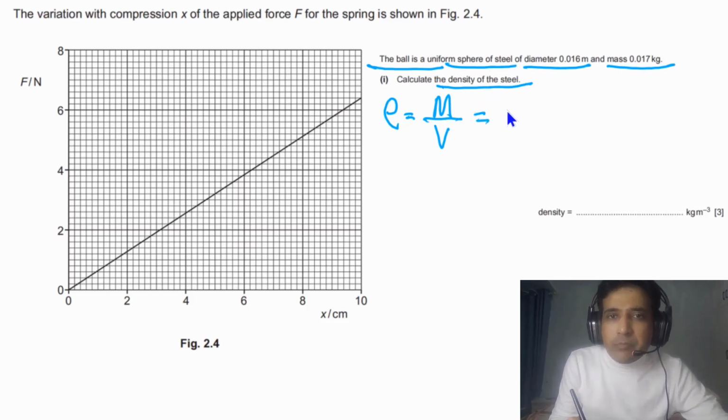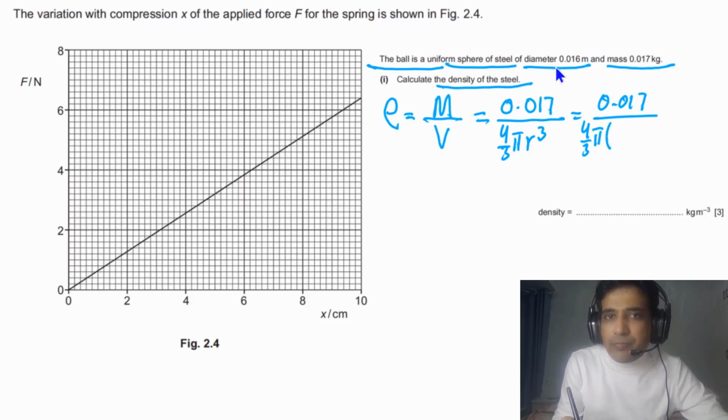In this case, the mass is given in SI base unit. So we can simply say 0.017 kg divided by volume. And the volume of the sphere is 4 by 3 pi r cubed. Simply we need to plug in values now. The diameter is given to us, and this is also in SI base units. So we need to divide the diameter by 2. 0.016 divided by 2, and we need to take the cube of this one.